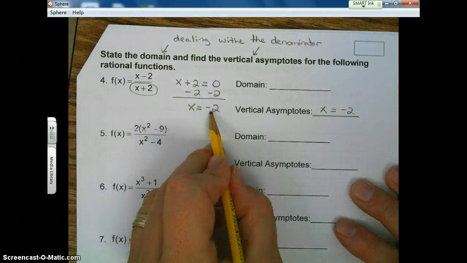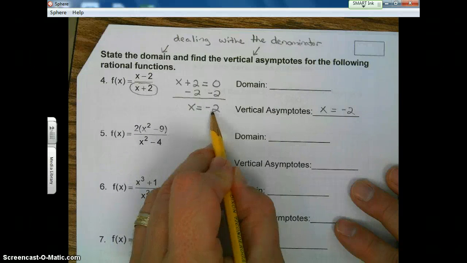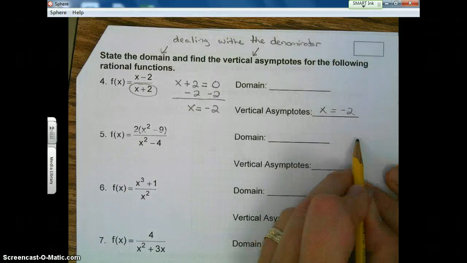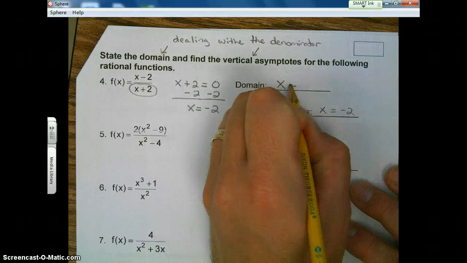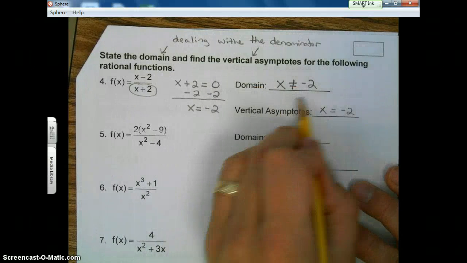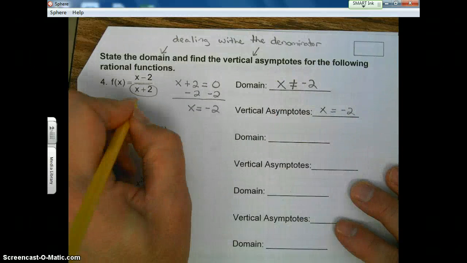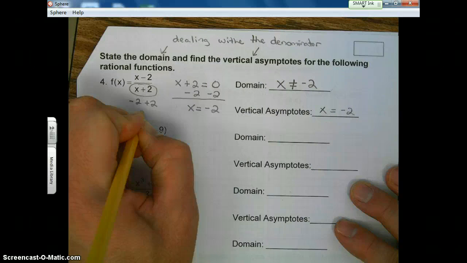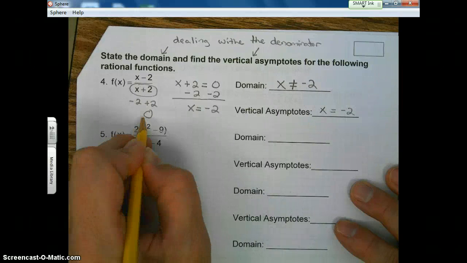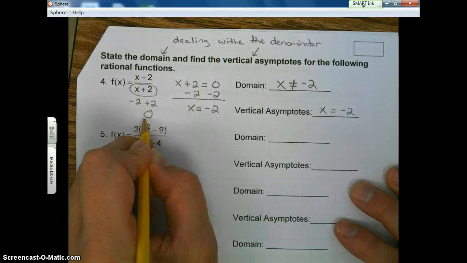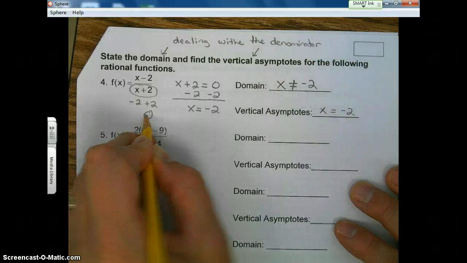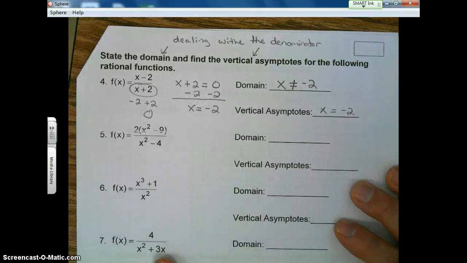Now, the domain cannot include this number because there's an asymptote there. So x cannot be -2. So all real numbers except -2. Remember, we cannot divide by 0. If I plug -2 in, we get 0. Division by 0 is undefined. Again, division by 0 is undefined. That's why there's a vertical asymptote. It's impossible to divide by 0.